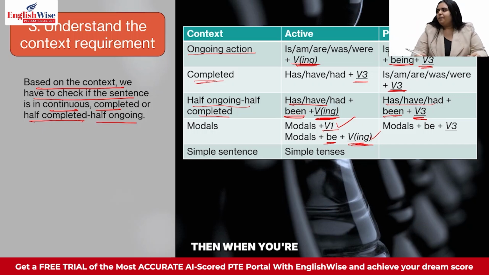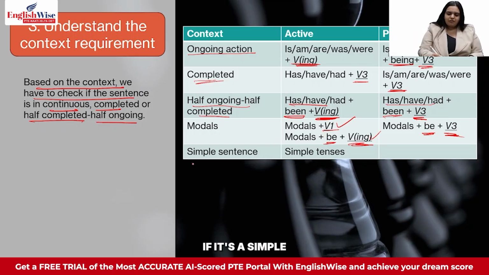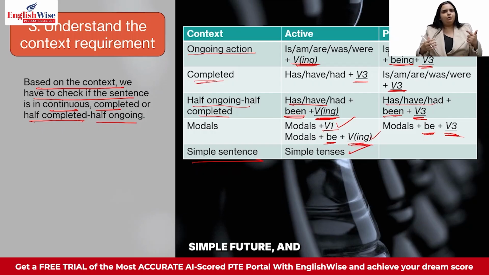Okay. Then when you're talking about modals and passive voice, you make it modals plus be plus V3. Like the project can be completed by her today. So now when you want to put it in passive voice, you just put be plus V3 with the modal. Okay. If it's a simple sentence which is just giving simple information, it will only be active voice with your simple tenses, that is simple past, simple future, and simple present. You don't have any passive voice for simple tenses.